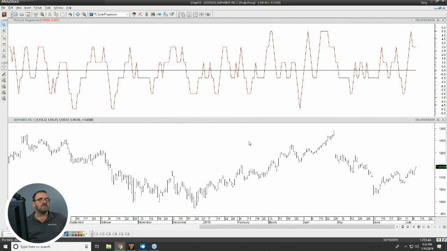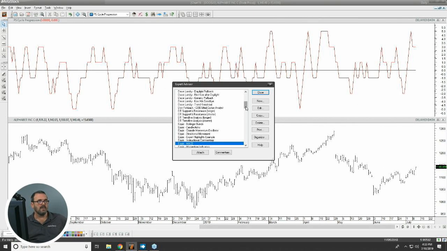All right. So now we know it's for short cycles. Let's go ahead and look at, what is this called again? Cycle progression.